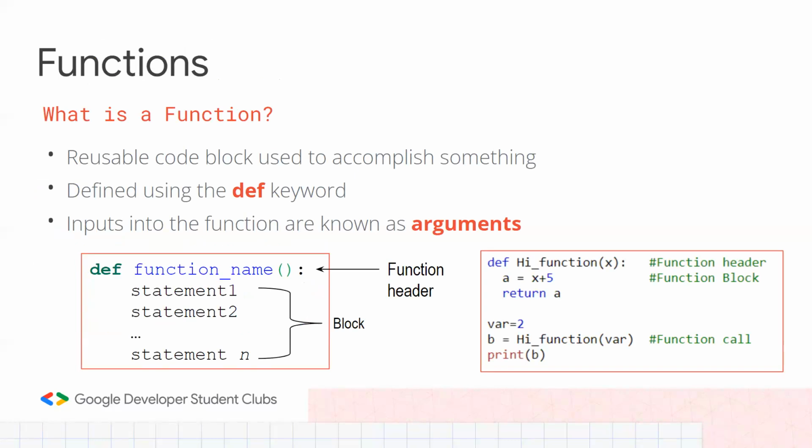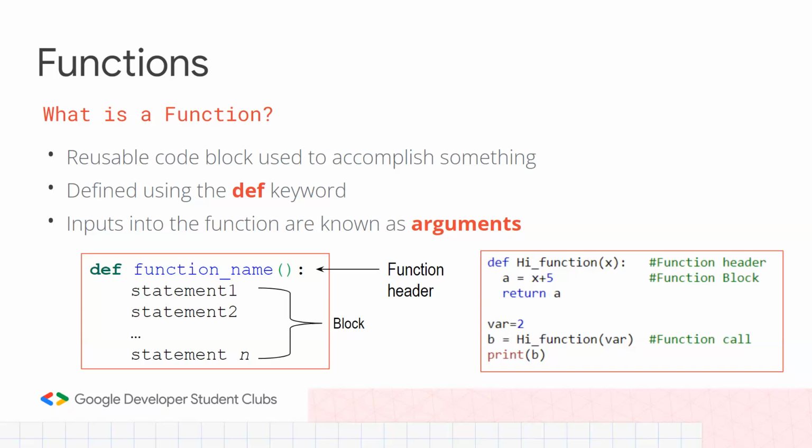All right, so now we're going to move on to functions. First, we're just going to review what a function is. I'm sure you guys went over this in class. Functions are reusable code blocks used to accomplish something. They're defined using the def keyword, and inputs into a function are known as arguments. Down here, we have an example function. This first line is known as the function header. You see the def right here, and every statement afterwards that is tabbed over is known as the function block.